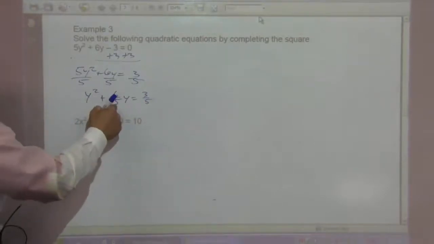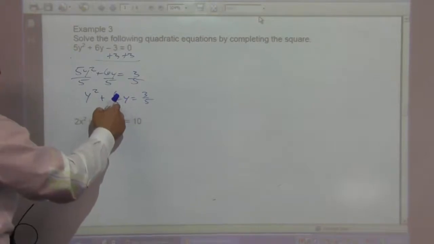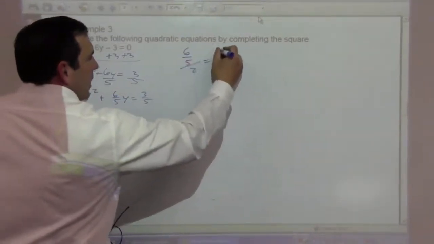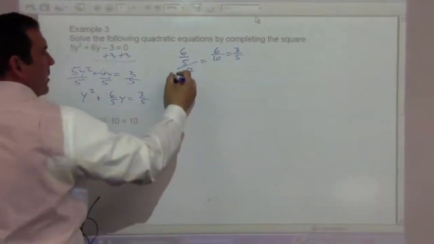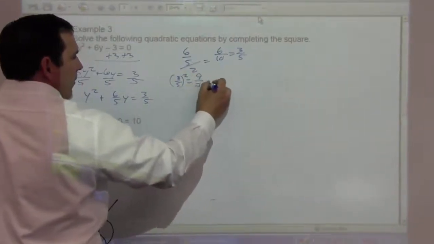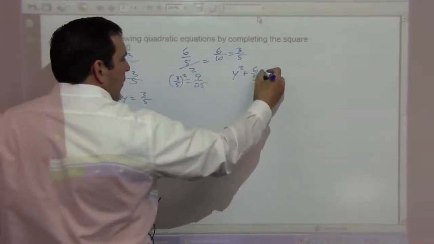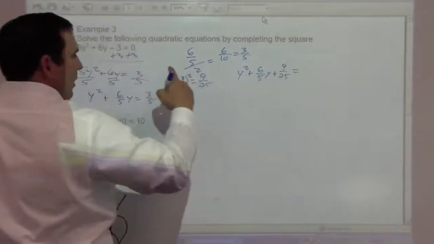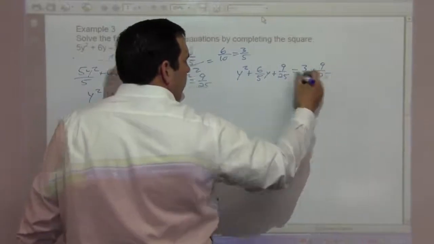So our b, the coefficient of the linear term, the y in this case, is 6/5. We take 6 over 5 and divide it by 2 and get 6 over 10, which is 3 over 5. Then we square it. That's going to be 9 over 25. So the left side becomes y squared plus 6 over 5y plus 9 over 25 equals the right side, 3 over 5 plus 9 over 25.